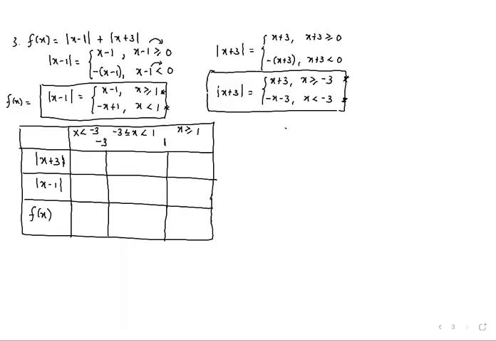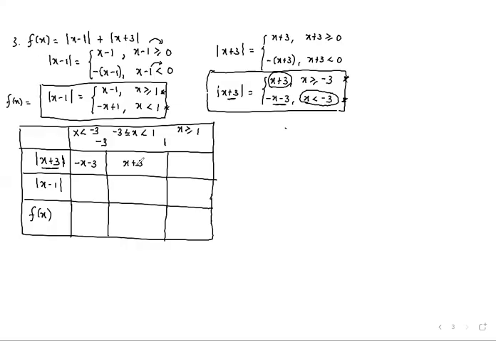Okay, so when x is less than negative 3, what is the definition of x plus 3? X plus 3, when x is less than minus 3, is defined as negative x minus 3. So we put negative x minus 3. So that's how it's defined. But when x is greater or equal to negative 3, this is defined as x plus 3.